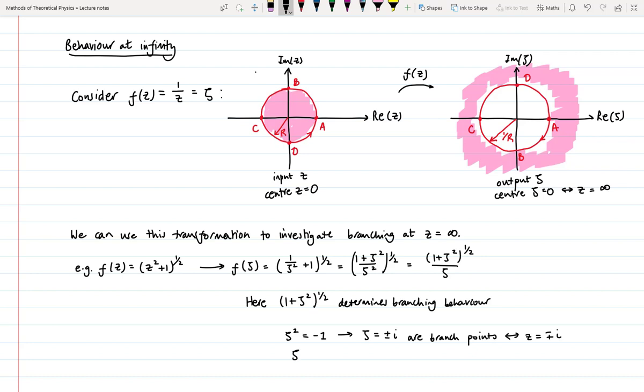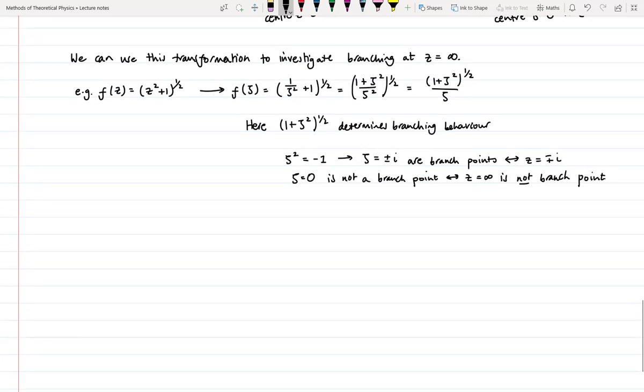However, here we note that zeta equals 0 is not a branch point. And therefore, that means that z equals infinity is not a branch point. What does this mean in the context of the branch cuts that we took in the example above?